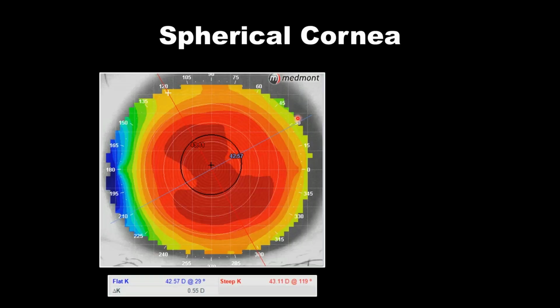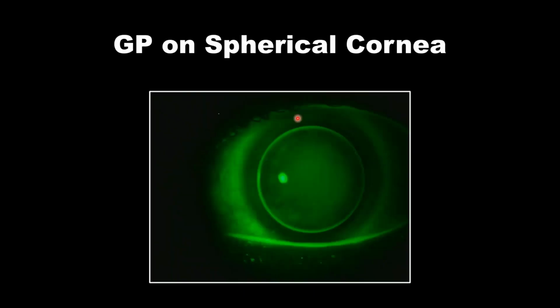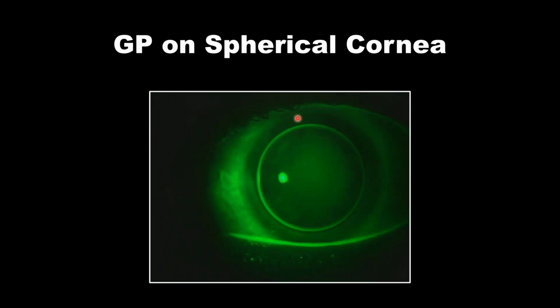So let's take that spherical cornea. Let's measure the flat. Let's measure the steep. What is the difference between the two? There's an 8 micron differential between the height of the flat and the height of the steep. So if we place a corneal GP or an ortho-K lens on that patient, we're very likely to center that lens quite easily, because we have even distribution of height all the way around. We have essentially a symmetric elevation around the peripheral cornea. It's not very tough to center a lens on that patient.